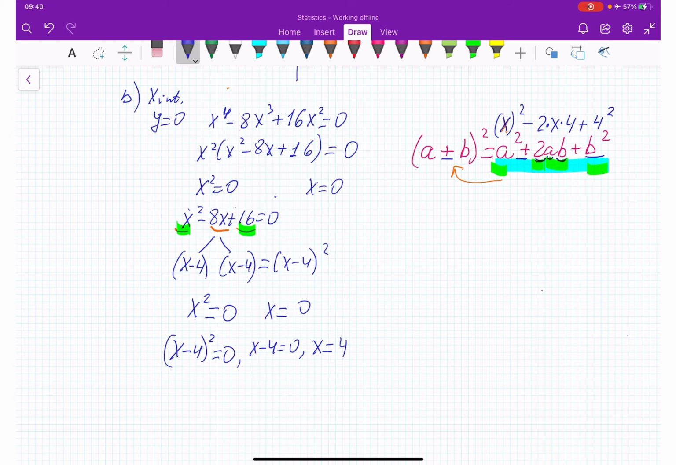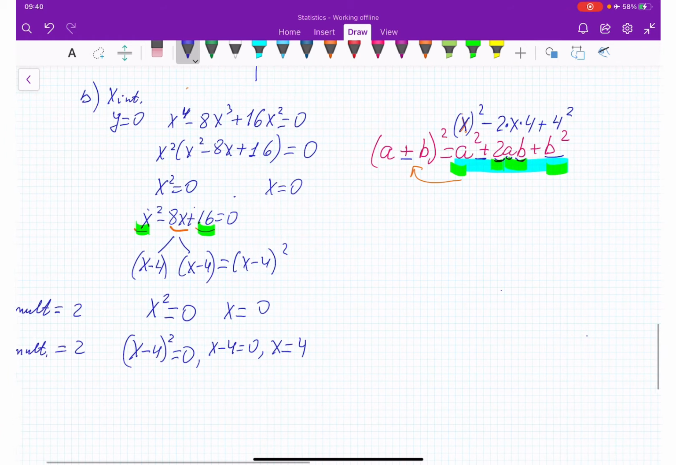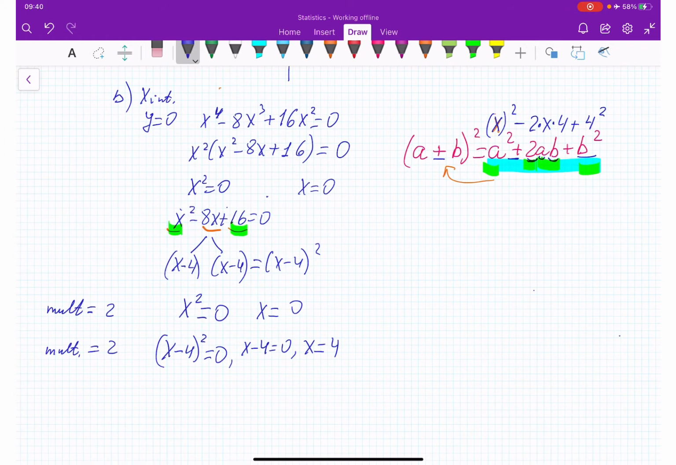So let's look at the multiplicity. We have two x-intercepts. The multiplicity for this case is equal to 2, which means it's going to curve around, turn around, and the other one's multiplicity is also equal to 2, which is going to turn around. All right. So let's build the graph and see how it will look.